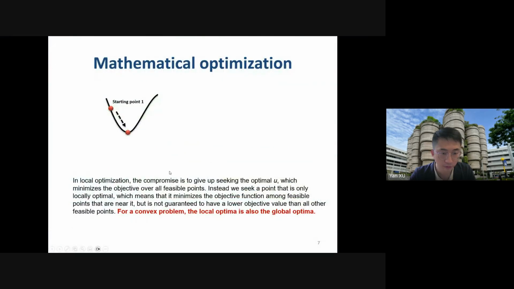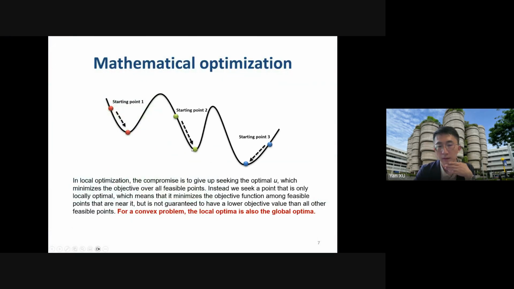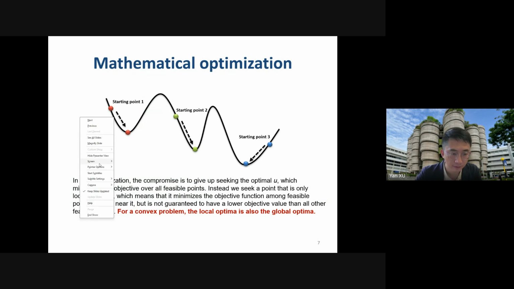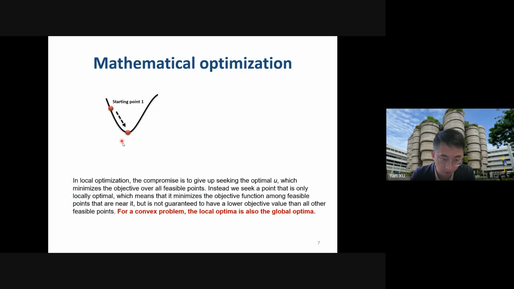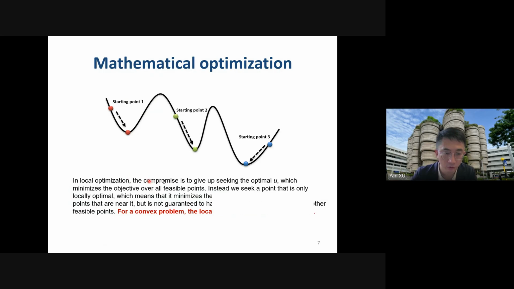Let me just cancel the drawings. That really depends on whether we are lucky enough to find a good starting point. But as long as the problem is convex, just as I showed for the first case, as long as we can find the solution, it will be the global optima. So the conclusion is here. For a convex problem, the local optima is also the global optima.